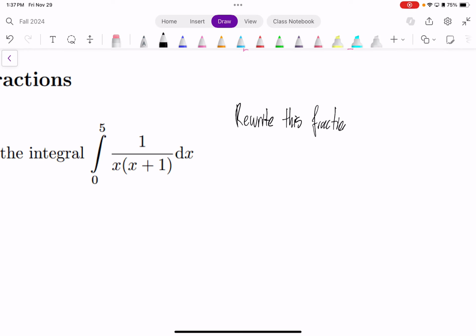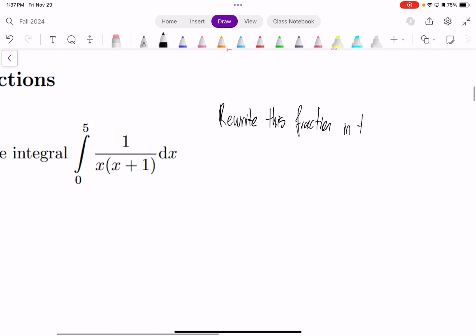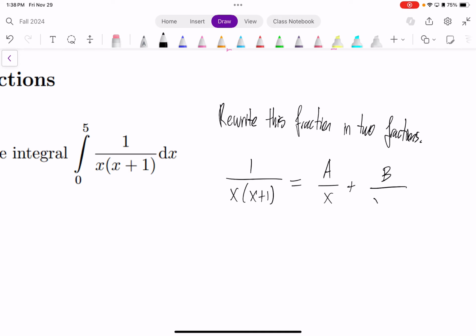this fraction in two different fractions, right? Now, if those two parts were in the numerator, it would be pretty easy. We would expand them and then break them up. When they're in the denominator, it's a little bit more tricky because we can't just break them up. So what we're going to do is rewrite 1 over x times (x plus 1) as some number a over x plus some number b over (x plus 1).